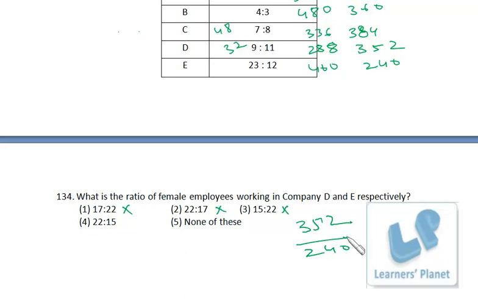Okay, so let's see. 15 into 16 is 240. So this is 15 into 16 and this is 22 into 16. Right? So that's the correct choice. 22 is to 15.